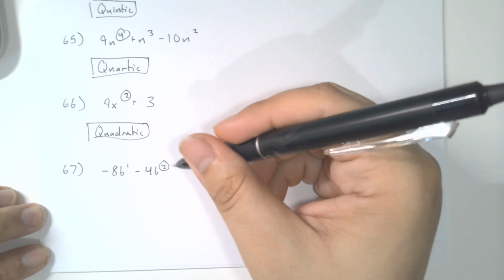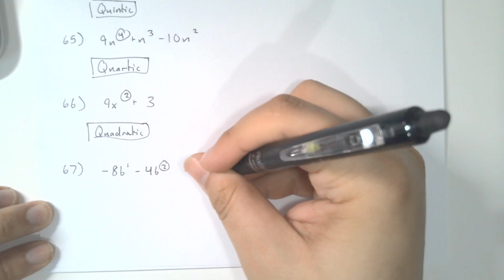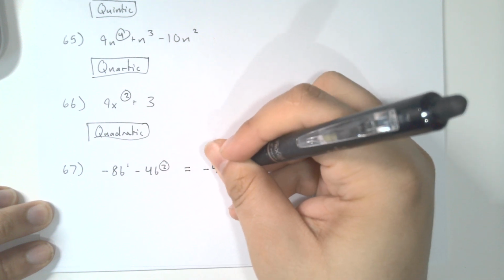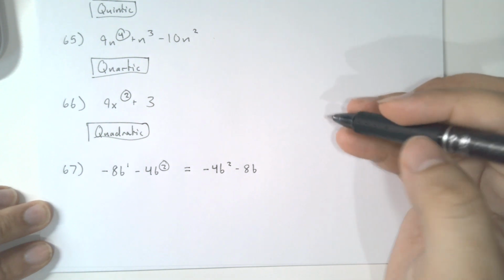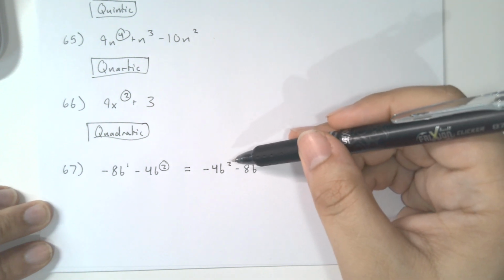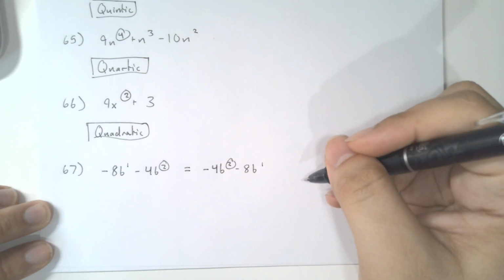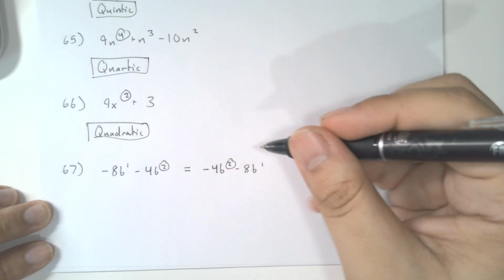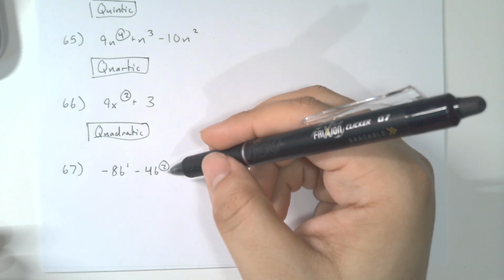So in this one, it is a 2. Now, if we rewrite this in standard form and rearrange it as negative 4b squared minus 8b, now it's in standard form because the powers are in descending order. We have a 2 and now a 1. And now the leading term tells us that it's a quadratic, but we don't need to rearrange it to be able to tell what it is. We just need to identify the highest power.